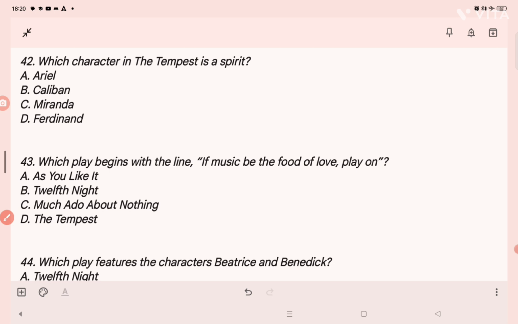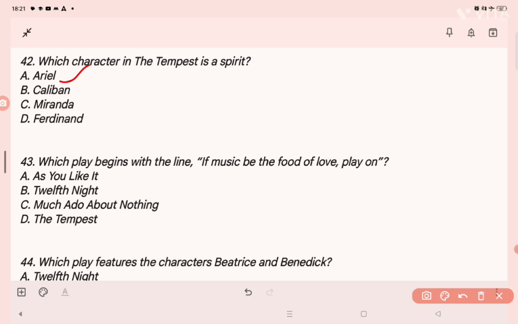Which character in The Tempest is a spirit? Option A, Ariel. Ariel is a spirit in The Tempest who serves Prospero, using magical powers to aid in the plot.